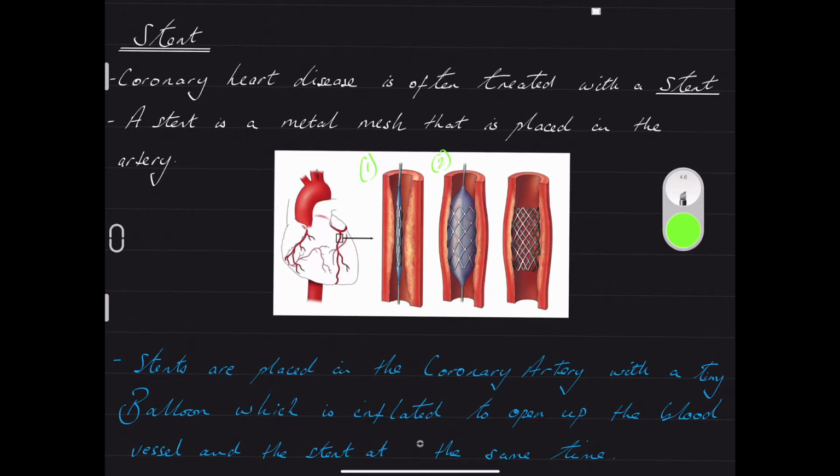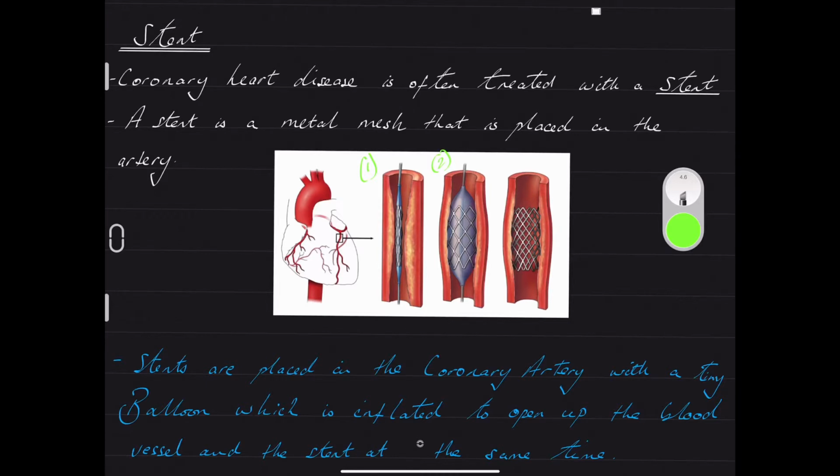So our problem earlier was that the coronary artery was narrowing, and this was causing a reduction in the flow of blood, which can be very dangerous because our cardiac muscles are heavily oxygen demanding and glucose demanding. So by inflating this balloon, we also inflate the metal mesh that's attached to it. And this causes the blood vessel to open up.